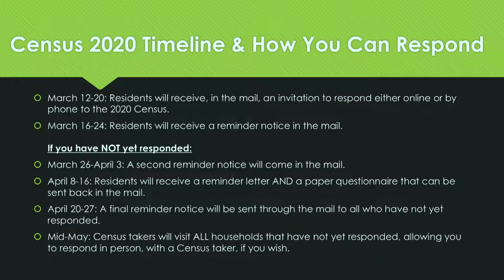So the census timeline will be starting in March of 2020. An invitation in the mail will come to every person's house to respond online or by phone. This is the first time it's able to be responded to online, and again, it should take between 5 and 10 minutes. A second reminder will come near the end of March. If people have not yet responded, another reminder notice will come, along with a paper questionnaire. So if you haven't done it online, if you haven't done it over the phone, here's the paper, fill it out and send it back.